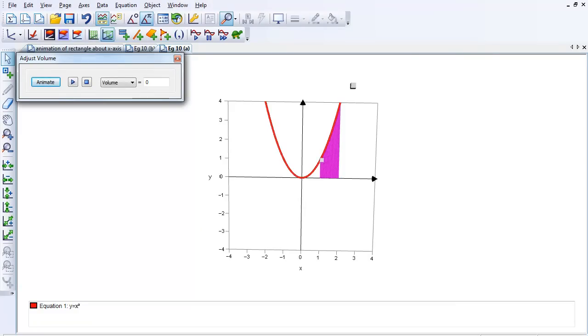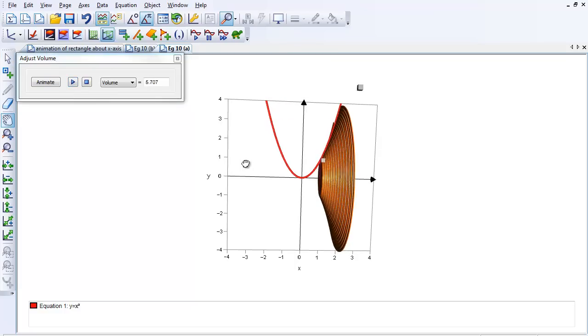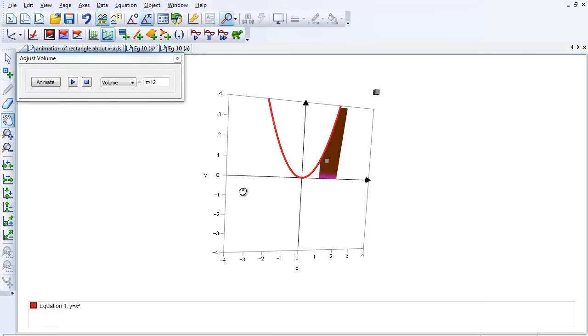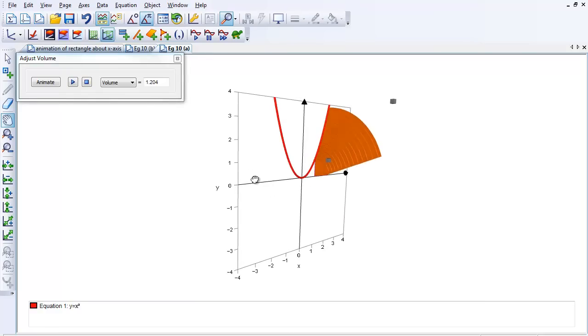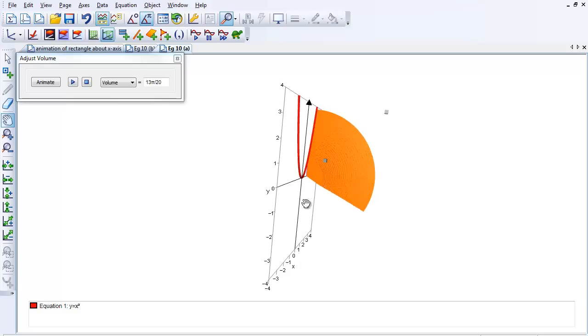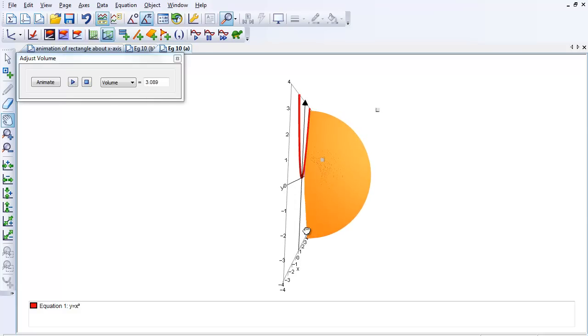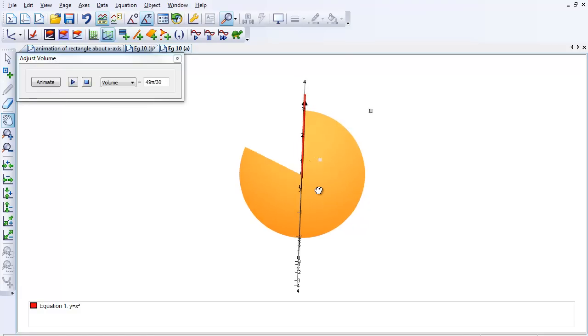So in this diagram, we have the region shown. When I revolve the required shaded region about the x-axis, this is what we get. Let me change the angle of view for you. Now what do you see? You can see the revolution here from the side.